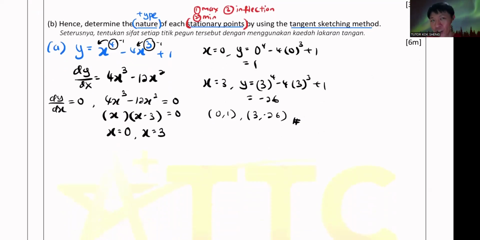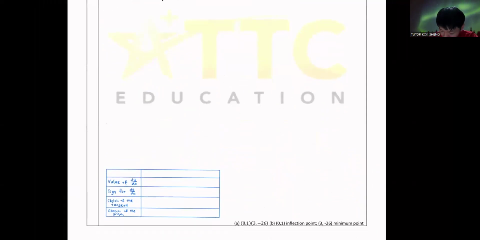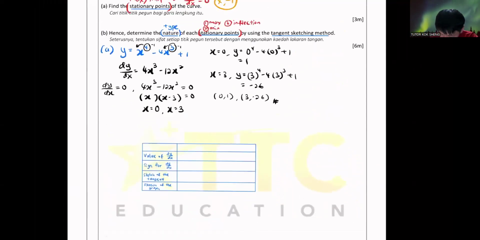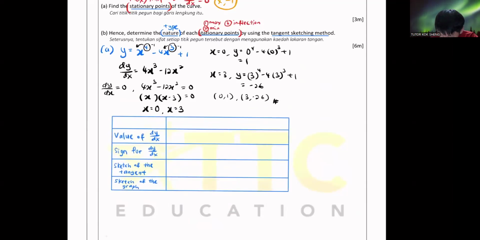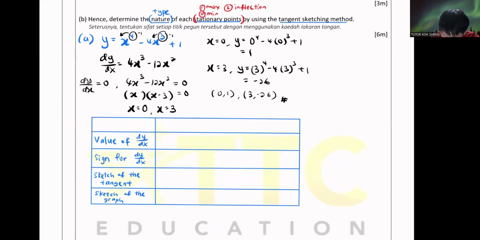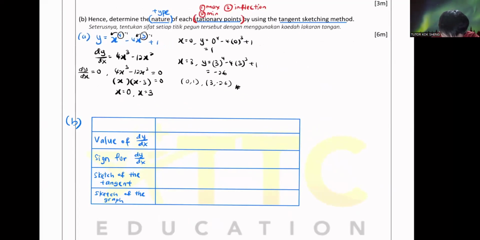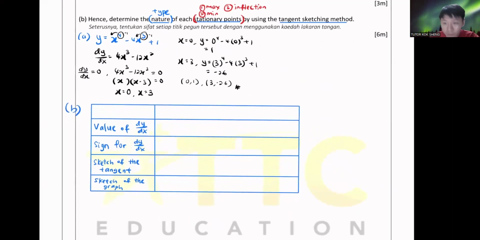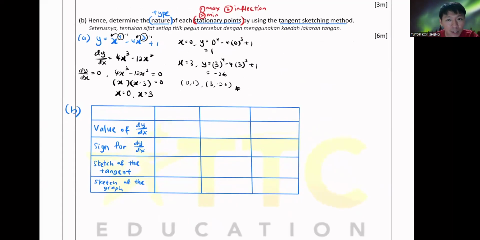Okay, so get me your ruler and a pencil. Draw this table first. Yes, it's a table. This is for B. Okay, you can draw a table first. 1, 2, 3, 4. You have to make it 5 rows, 4 columns. Can draw first.